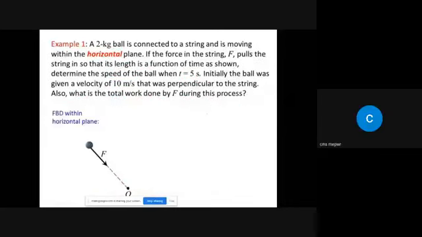So let's draw its free body diagram. Over here, they showed that the string is moving within a horizontal plane. So if we draw the free body diagram for the particle within the horizontal plane, the only force that will act on the particle is the force that the string applies on this particle.